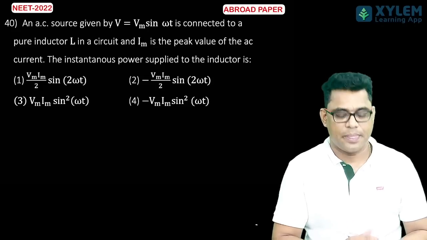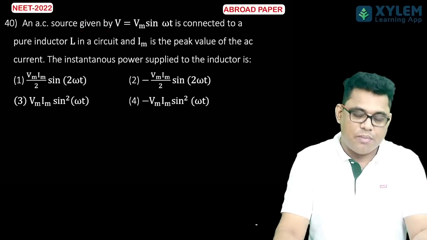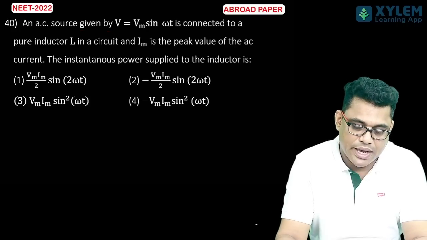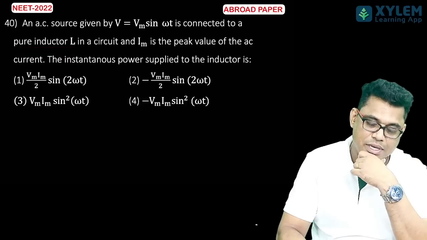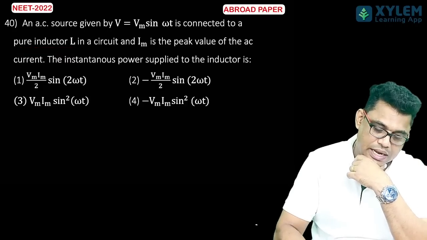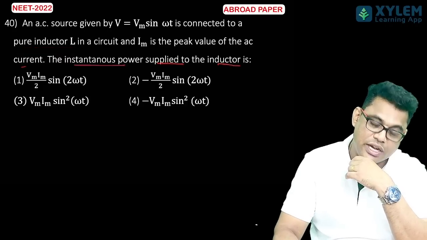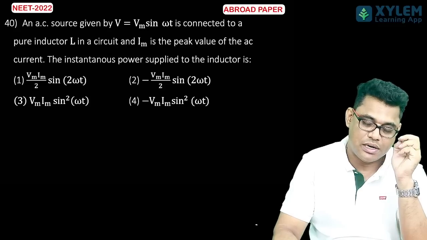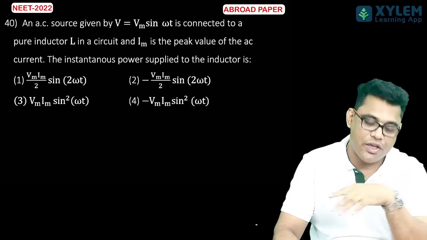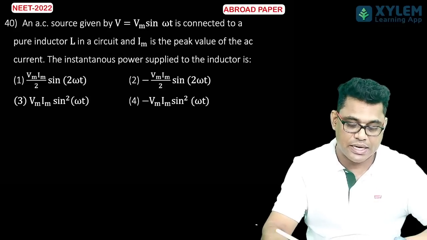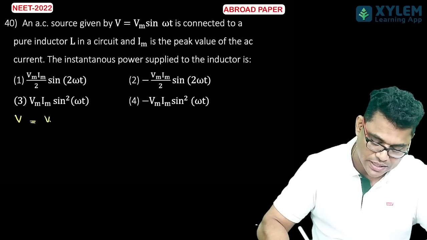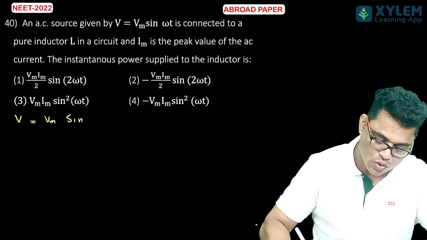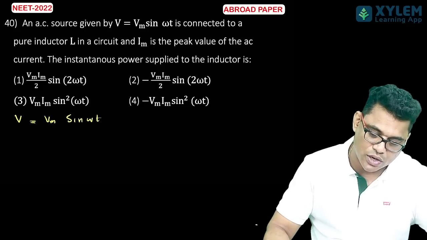Next one you see. An AC voltage is given by V is equal to Vm sin omega t is connected to a pure inductor L in circuit, and Im is the peak value of AC current. Instantaneous power applied to inductor. Instantaneous power is V into I. V is given, I we have to find, then multiply. Then we will get the instantaneous power. What is V? V is given as Vm maximum sin omega t. It is applied across an inductor.